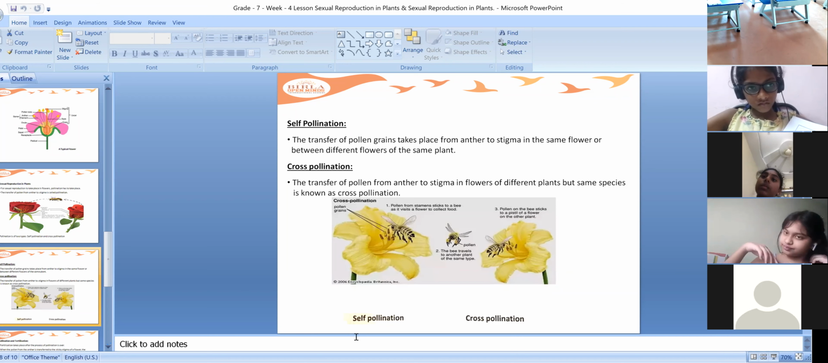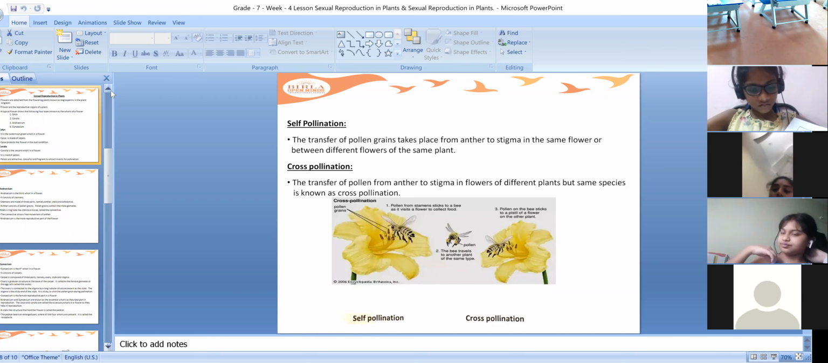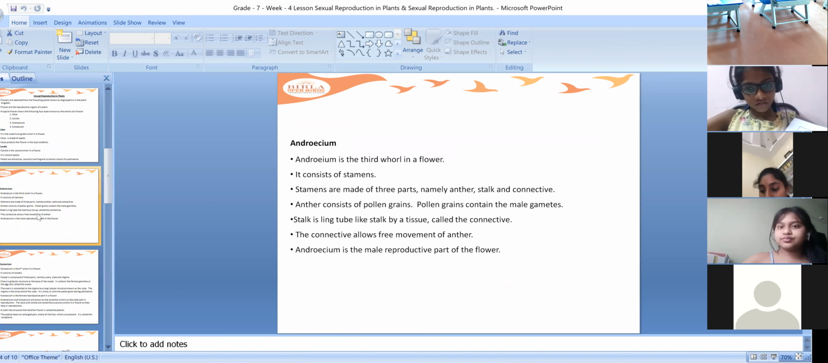Self-pollination and cross-pollination are the two types of pollination. So here, there is a difference from sexual reproduction. We'll see that in detail.